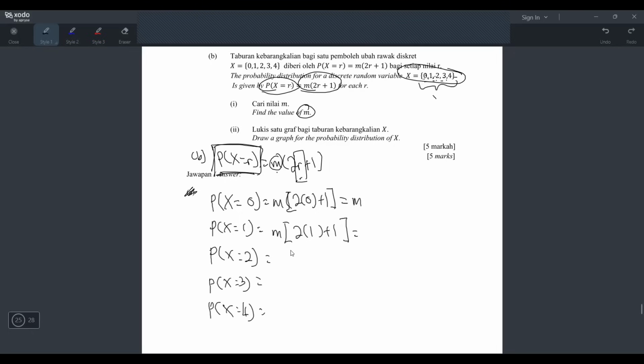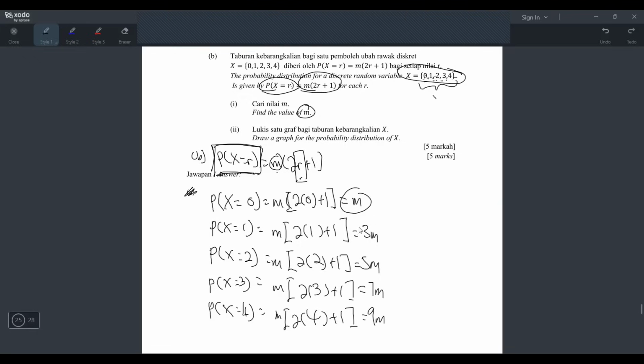Okay, let's go. This one is m, the formula is 2r plus 1. This one is m, 2r plus 1. And then this one is m, 2r plus 1. And the r is 2, 3, 4, like this. What is 2 times 1? 2, 2 plus 1, 3. So 3m. And this one is 2 times 2, 4, 4 plus 1, 5. So 5m. And this one is 2 times 3, 6, 6 plus 1, 7. 7m. 2 times 4, 8, 8 plus 1, 9. 9 times m, 9m.